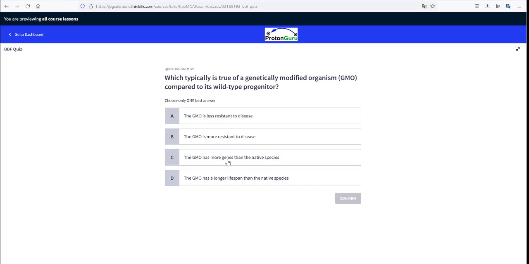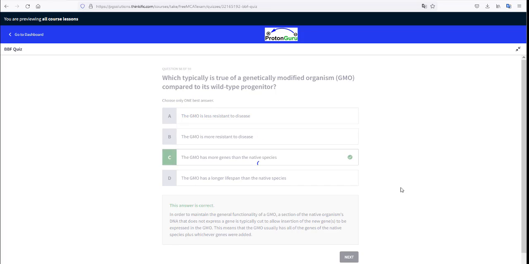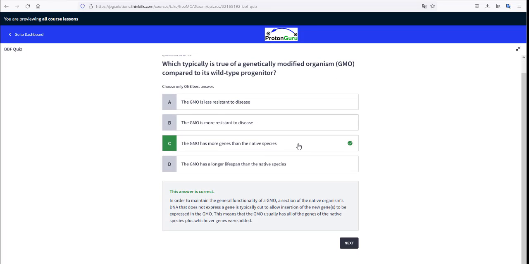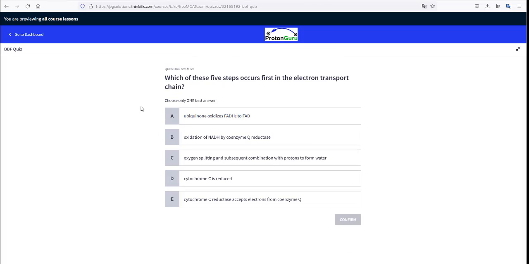The GMO generally does have more genes than the native species because you're sticking new genes in, but you're not deleting any old ones. Now, a GMO may have a longer or shorter lifespan than the native species, depending on what you've done to it. So choice C is sort of the only necessarily true answer. You're always looking for the best answer on the MCAT.